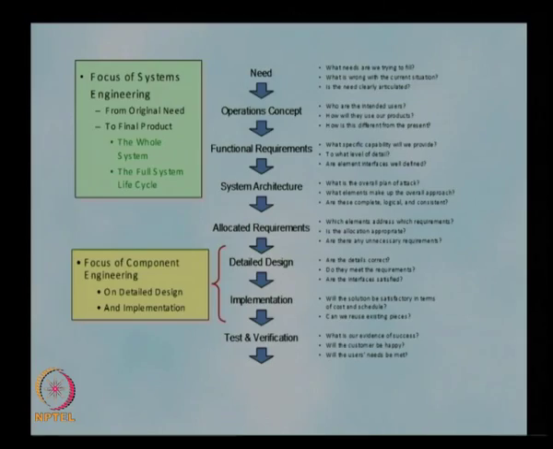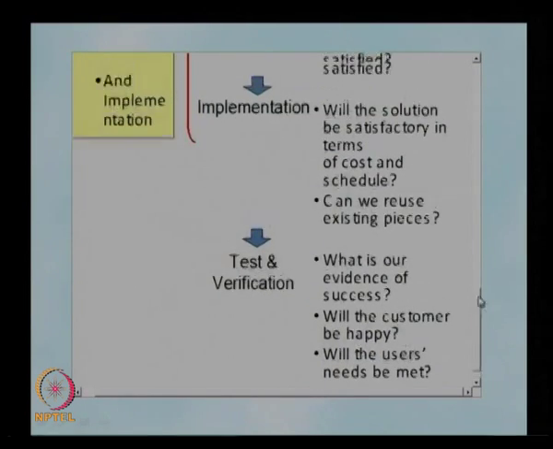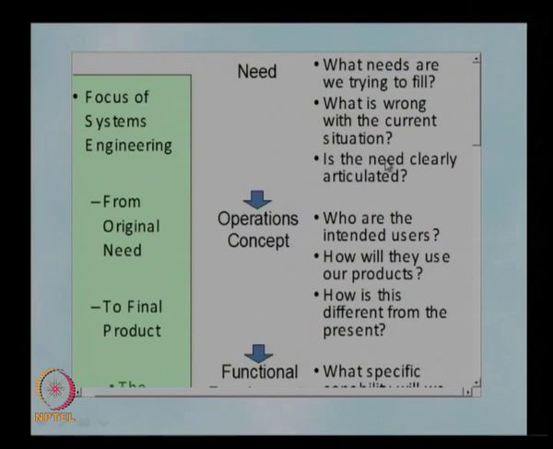We start with the need identification. So, we will try to see what needs we are trying to fill using this system design, what is wrong with the current situation, and why we need this particular system. That will tell us what needs are to be addressed in this design. Another important part is whether the need is clearly articulated and understood, and whether the requirements and needs of the customer are clearly recorded.